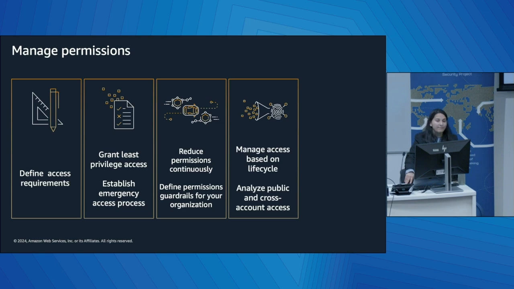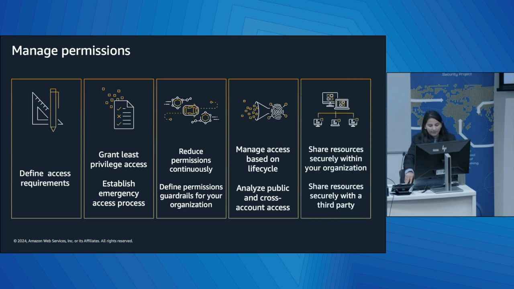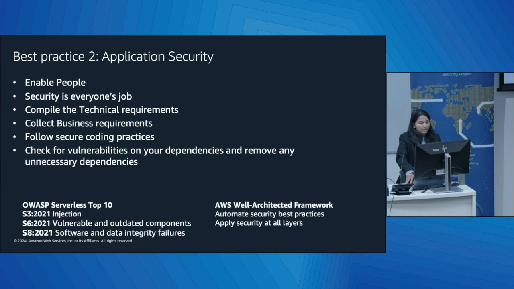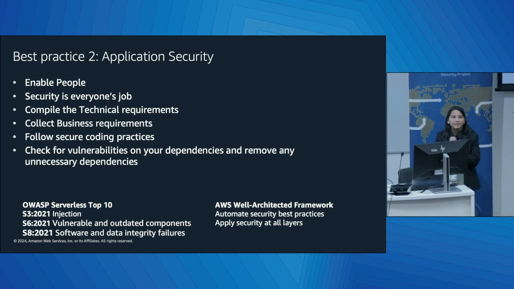Then manage access, again rotate it periodically, and make sure that you look at the access and where it is secured. Cool. Next, application security. Application security is all about enabling your people and making sure that they are equipped with the right things to do. So train the people, collect the technical and business requirements, and follow secure coding practices.